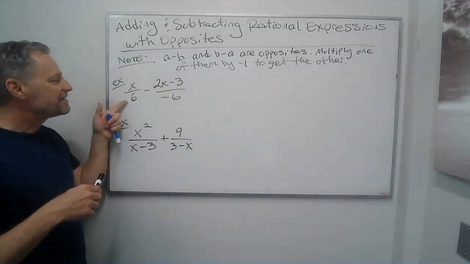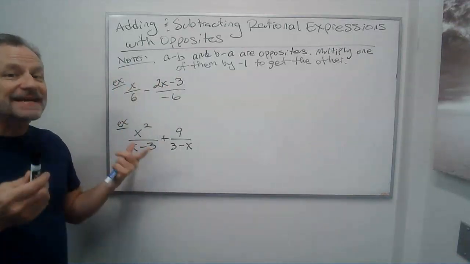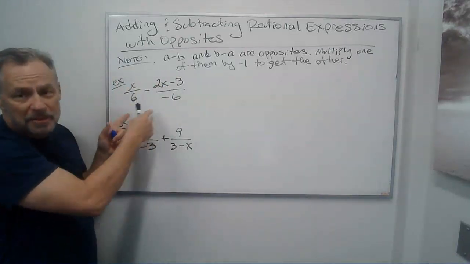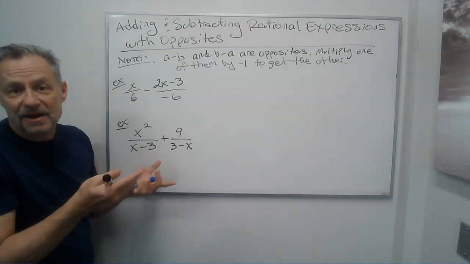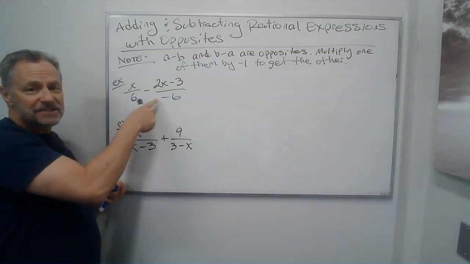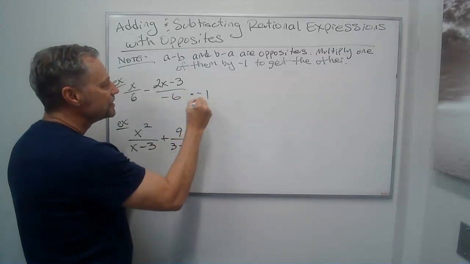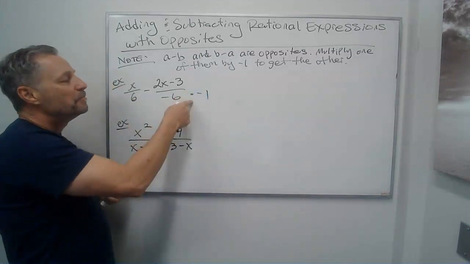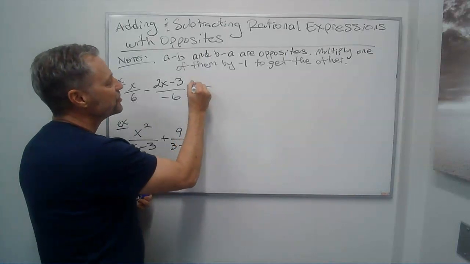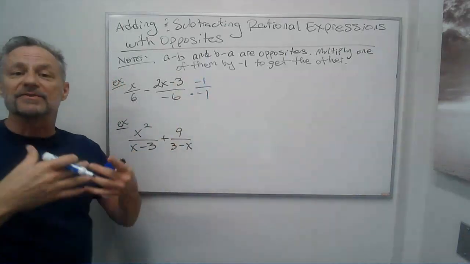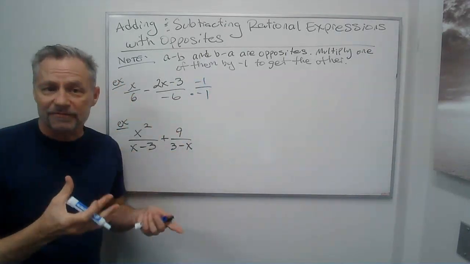So first we just have x over 6 minus 2x minus 3 over -6. And we need a common denominator in order to subtract or add fractions. So since these are opposites, all I need to do is multiply this by -1 to get that. But anything I do to the bottom, I also have to do to the top. -1 divided by -1 is 1. I'm not changing the value of the fraction.